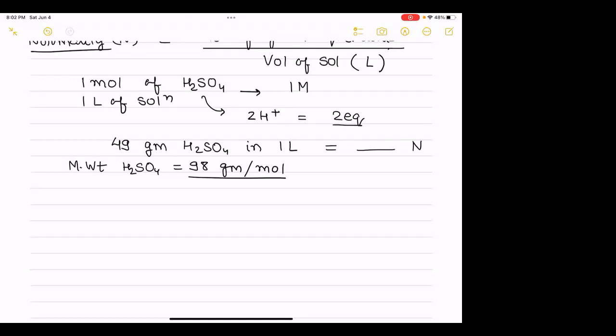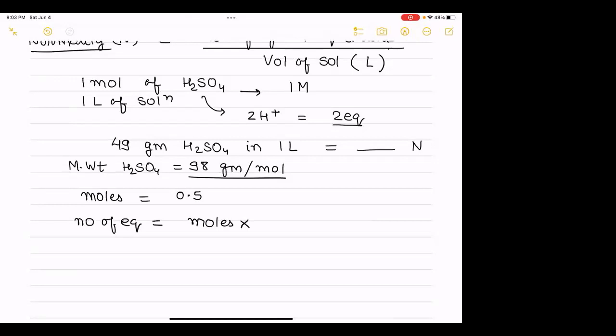So 98 gram per mole is the molar mass. So moles of H2SO4 is equal to 0.5 moles. You took only half the quantity. So you don't want molarity, you want equivalents, you want normality. So number of equivalents will be equal to moles into the multiplication factor.